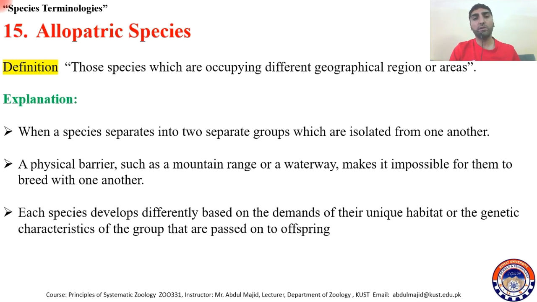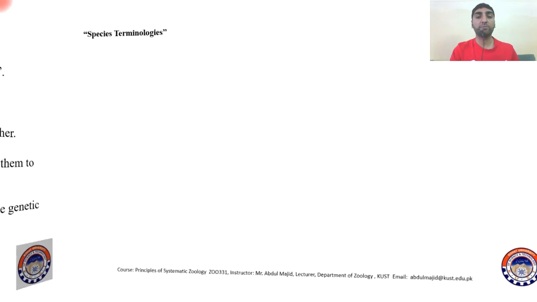So each species will develop differently. Why? Because of the demands of their unique habitat. For example, first they were living evenly in some area, but because of the appearance of the barrier between them, they become isolated. And now, because of the demands or the needs of their unique habitat, they will develop differently, and the genetic characteristics of those differences will be passed on to their offspring. And what happens? New species will arise with the passage of time.